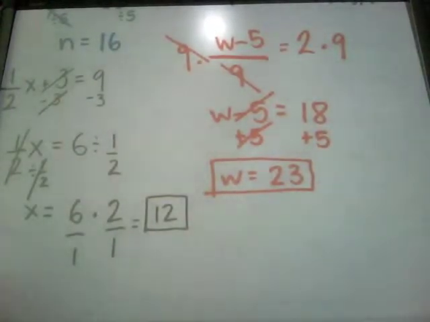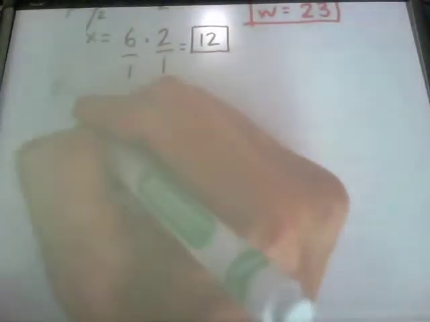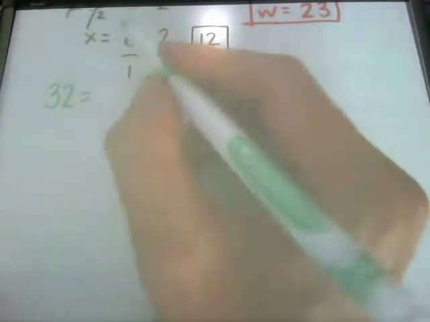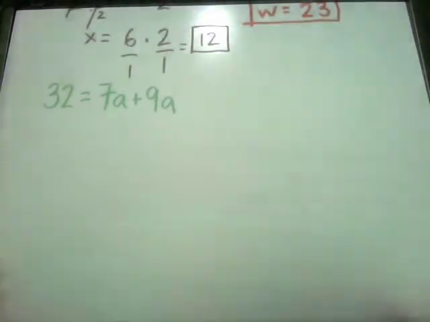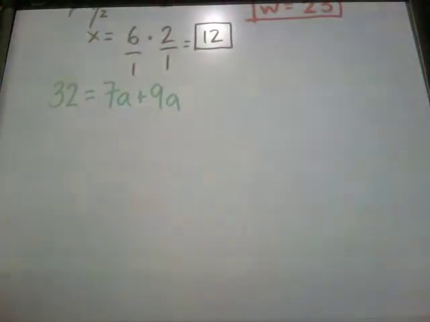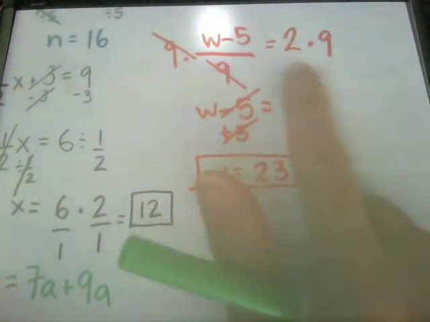Okay, 2 more. Stop me if you need me to review anything that I've showed so far. Next one, 32 equals 7a plus 9a. This one's different in that we're not going to undo anything to start. Like I said a second ago, if you have numbers, like, let me show this again. Here, 2 times 9. If you can simplify those, simplify them.